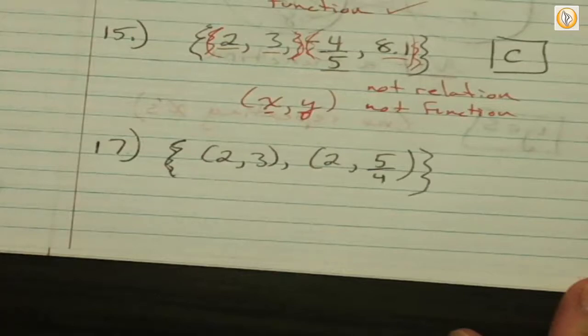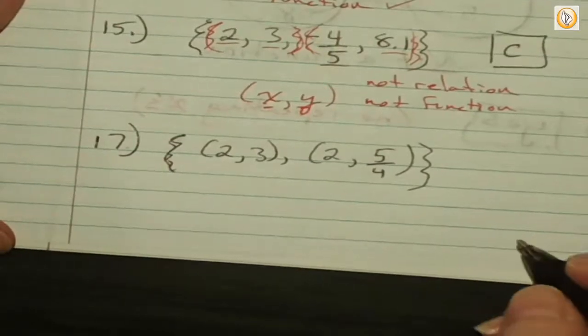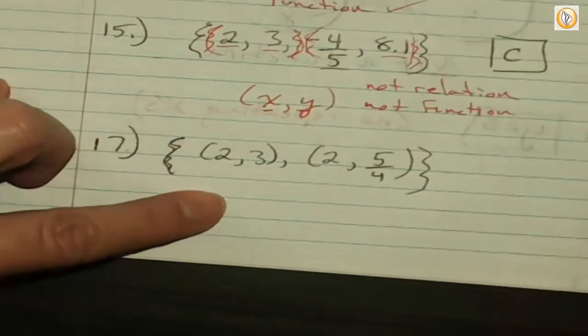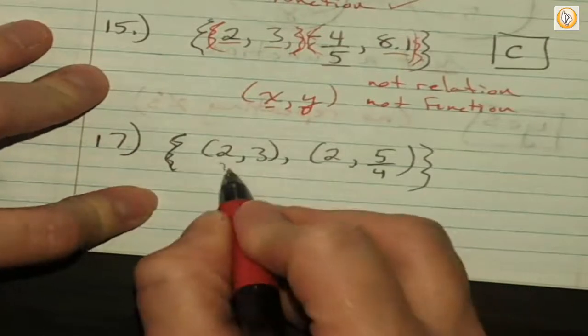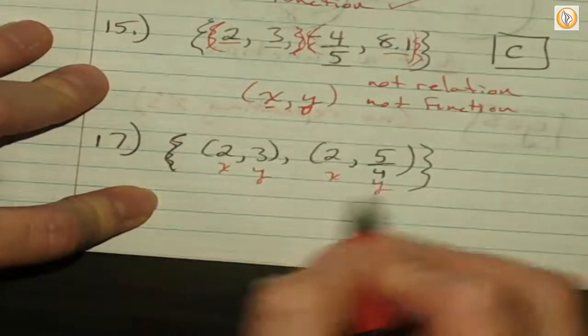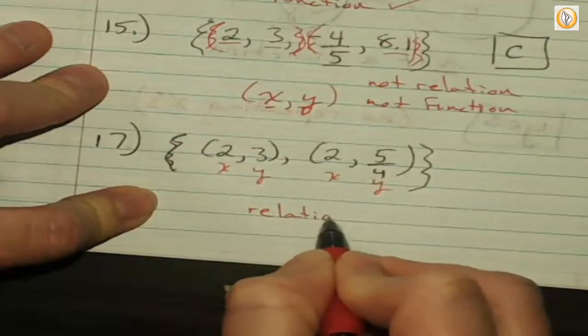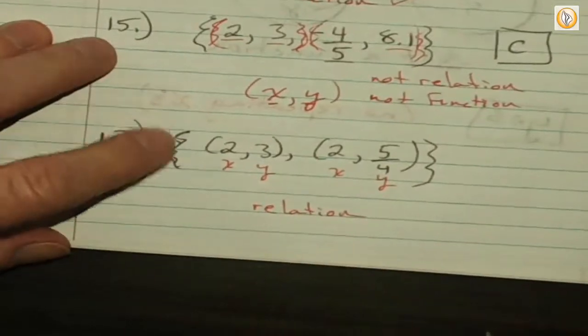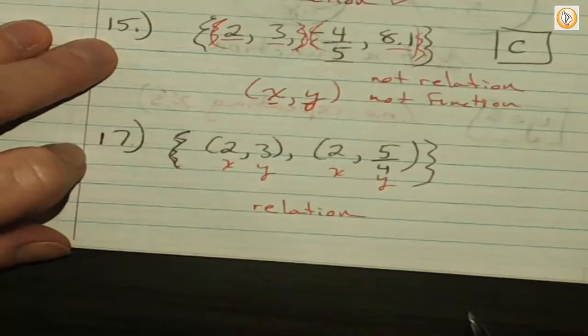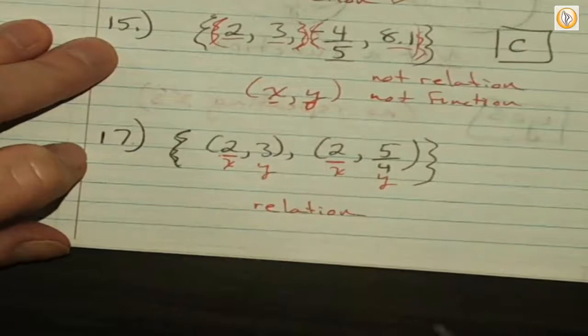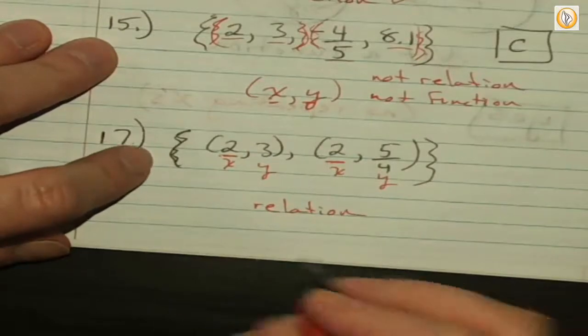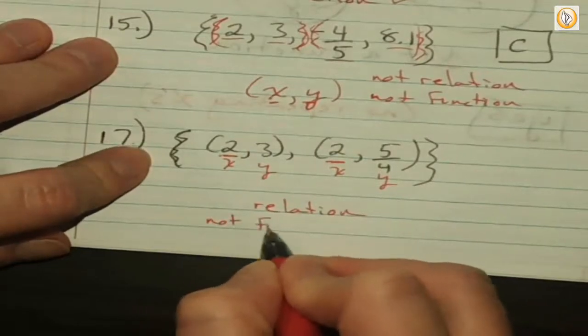What would it be, pray tell? A. Okay, so first, let me ask, is it a relation? Yes, it is, because both have an X and a Y, correct? Yes. Now, the second question: is it a function? Look at your X's. No. Not a function. Very good.